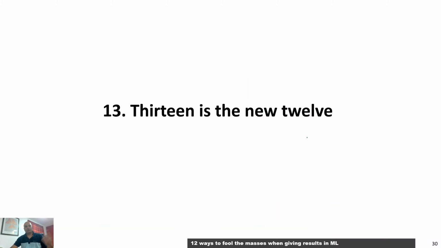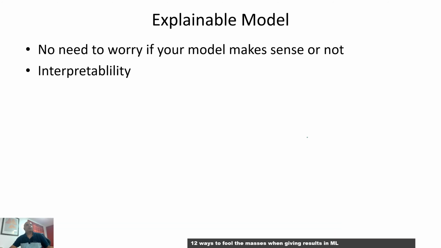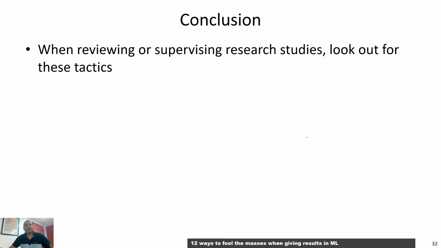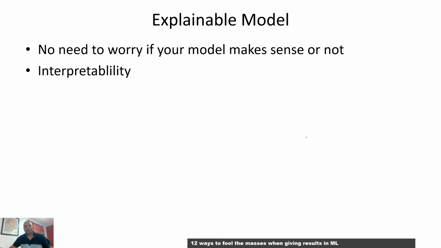Okay. And a bonus way you can fool the masses, right? No need to worry if your model makes sense or not, or whether it is interpretable or not. If you have a machine learning model that generates some predictions, that's fine. You don't need to explain. You probably don't need to understand why it's making that prediction, right? Well, wrong. We actually want systems to be interpretable. So we ideally want these systems to be able to explain why they make a certain prediction.